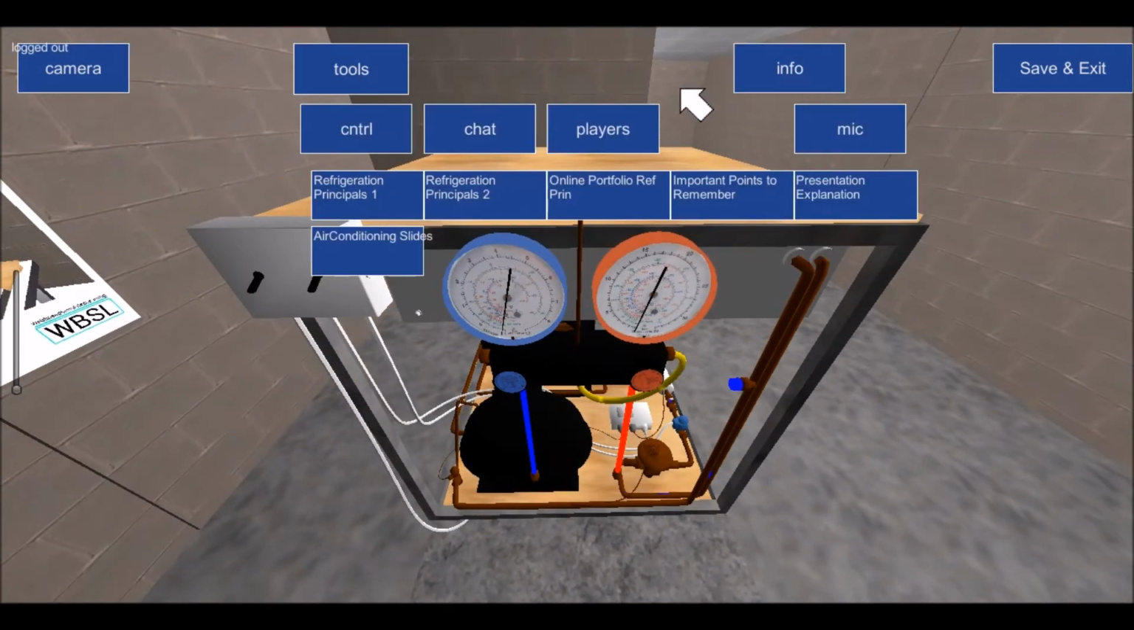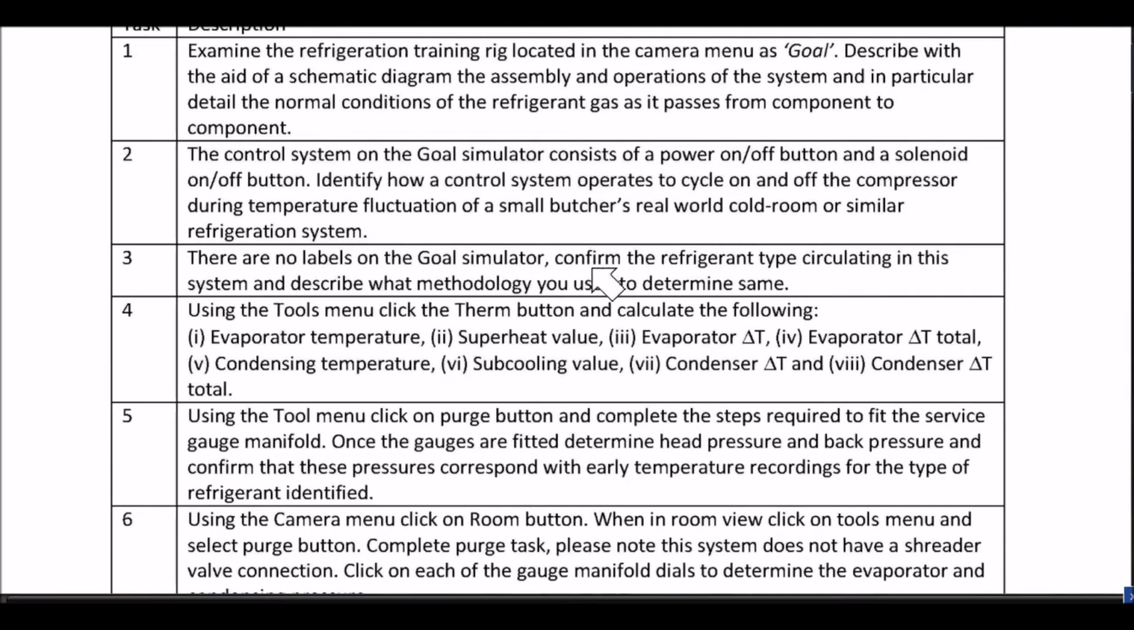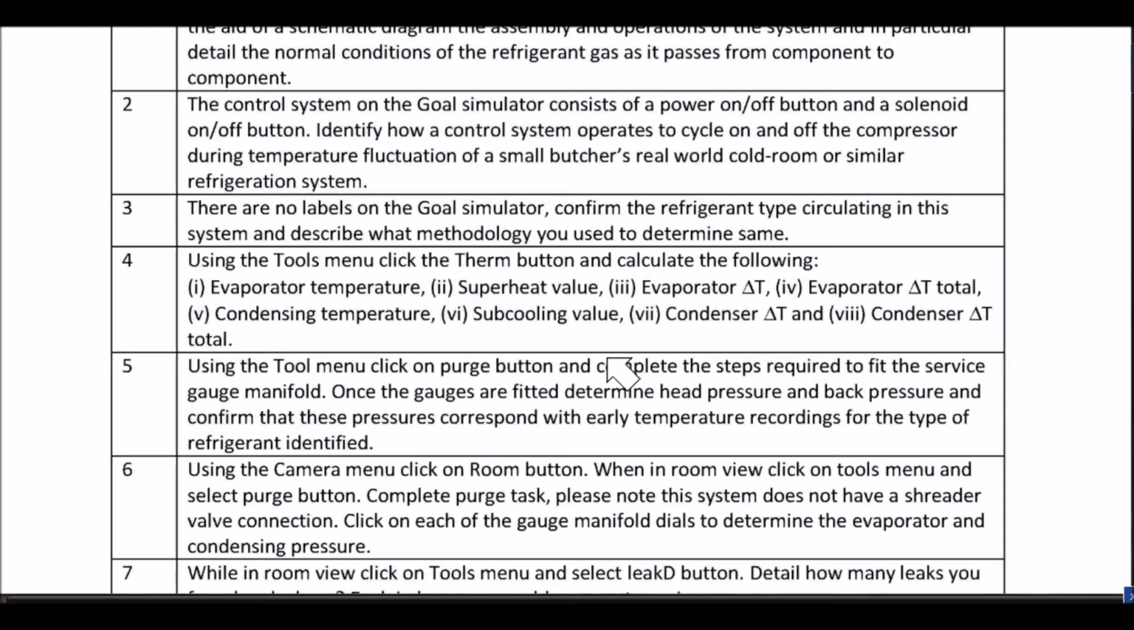All right. Okay, now getting back to this other one, it says there are no labels on the Gold simulator. Confirm the refrigerant type circulating in this system and describe what methodology you would use to determine the same. Again, without going through it all, you can see how we can go through it.